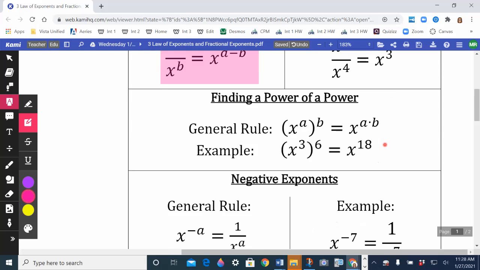The next one, finding a power of a power. If I am raising x to the a to the power b, power to power, you multiply them. So x to the third raised to the sixth, 3 times 6 is 18.